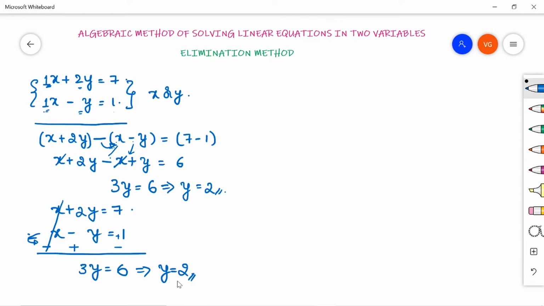Suppose we take x minus y is equal to 1 here. So x minus y is equal to 1. Put y is equal to 2 here. So the x value you will get as 3, right? So x is equal to 3 and y is equal to 2, right?